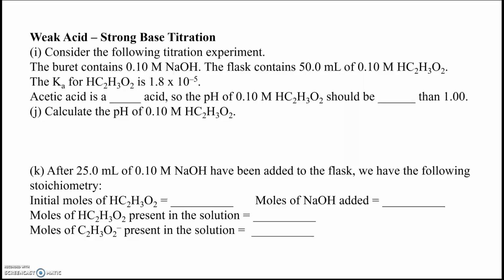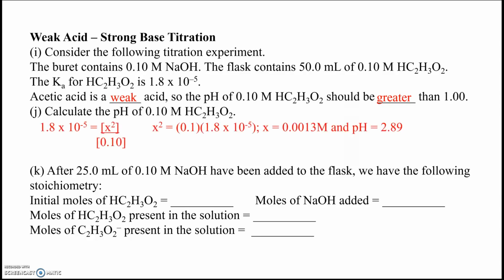Right now, what I've got is 0.1 molar sodium hydroxide that I'm adding to 50 milliliters of 0.1 molar acetic acid, and they give us the Ka. So acetic acid is a weak acid, so the pH of this should be greater than 1. Well, let's see what it really is.